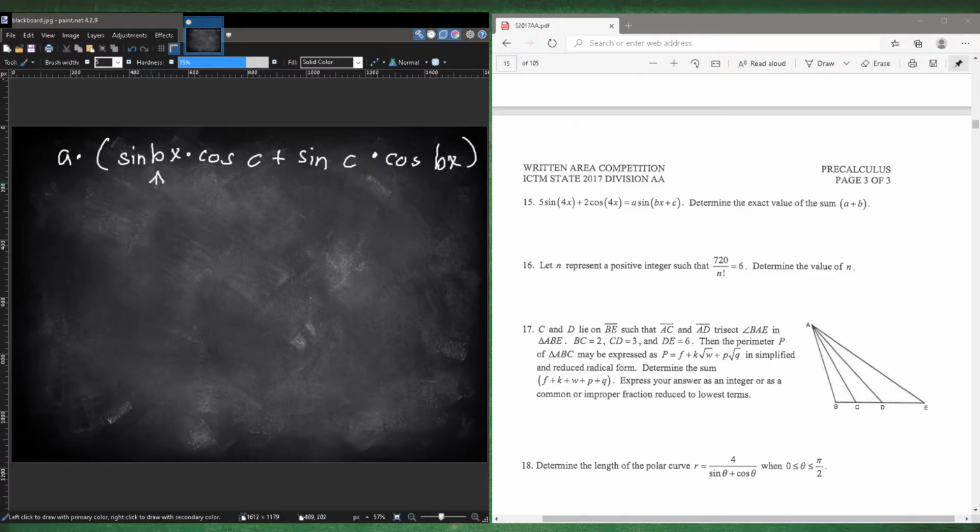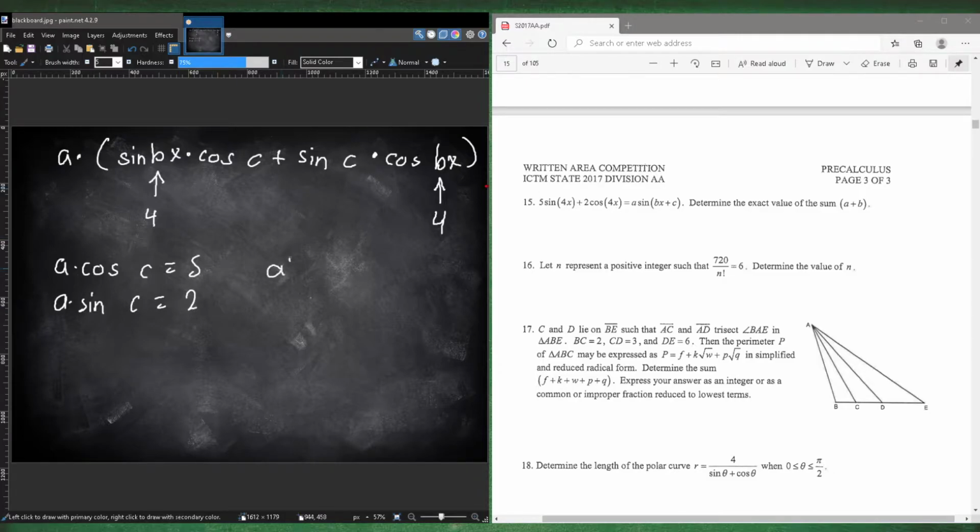So if you imagine your b is equal to 4, then sine of 4x, where is that? That's sine of 4x with a 5. So that means a times cosine of c should be your 5. And we could do the same here. So a times sine of c is in front of your cosine of 4x, and cosine of 4x has the 2.